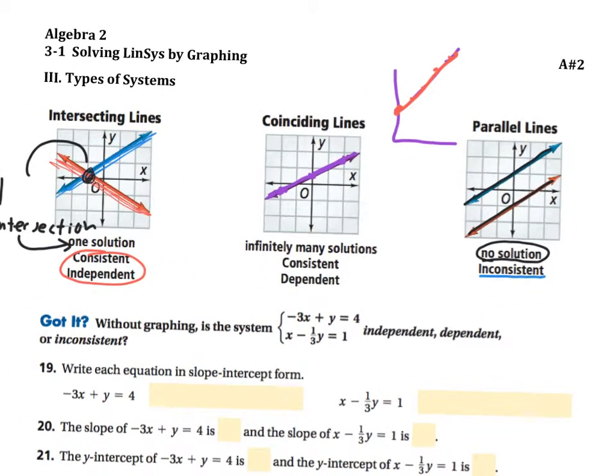So we have 3 scenarios. Either we have intersecting lines, so we say that's one solution. We also call that consistent independent. Next, we have where both the lines are mapping to the same graph. And that means every single point that's on the line works. But that doesn't really help me much. So that's consistent because there are solutions, but it's dependent on each other. The two lines are dependent on each other. And lastly, we have parallel lines, which is inconsistent because there are no solutions.